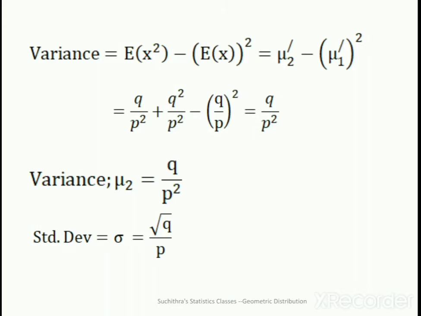Variance equals E of x square minus E of x whole square, that is mu 2 dash minus mu 1 dash square, which is equal to q by p square plus q square by p square minus q by p whole square, which is equal to q by p square. Therefore, variance mu 2 equals q by p square. Therefore, standard deviation sigma is equal to root mu 2 is equal to root q by p.